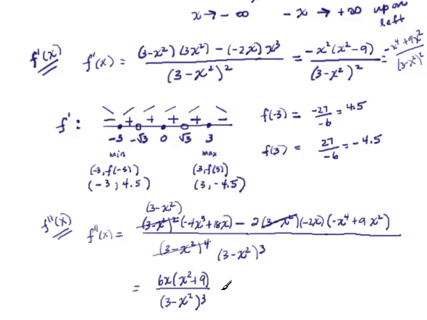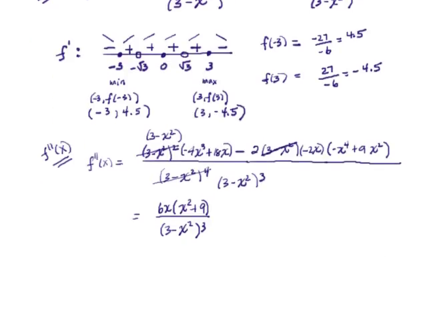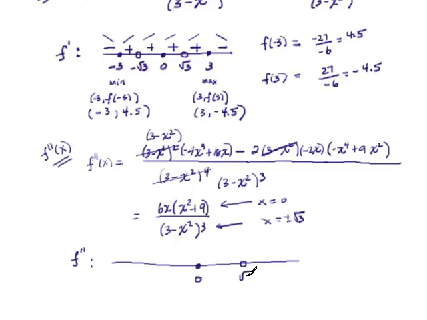Okay, so that's what we get. And we want to do a plus minus analysis of f double prime, so we're going to put zeros of numerator and denominator on the number line. From the numerator, we just get x equals 0, because x squared plus 9 is never 0. From the denominator, we get x equal plus or minus square root 3. So let's put those on. We're putting 0 down, square root 3 with an open circle, and minus square root 3 with an open circle.